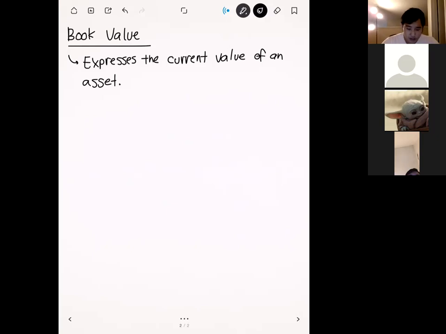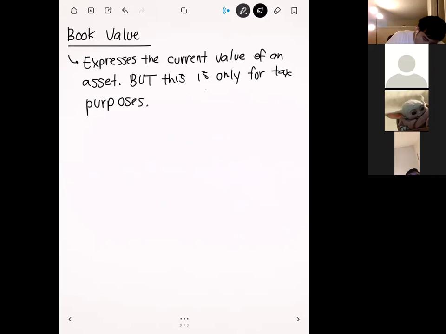And so I want to make a distinction. The book value is exactly as I said here, an expression of the value of an asset, but it's only an expression with respect to tax purposes. What I mean by that is that the book value is the one that's used to compute how much you should pay for taxes, based on your income and based on how much value has depreciated, okay?